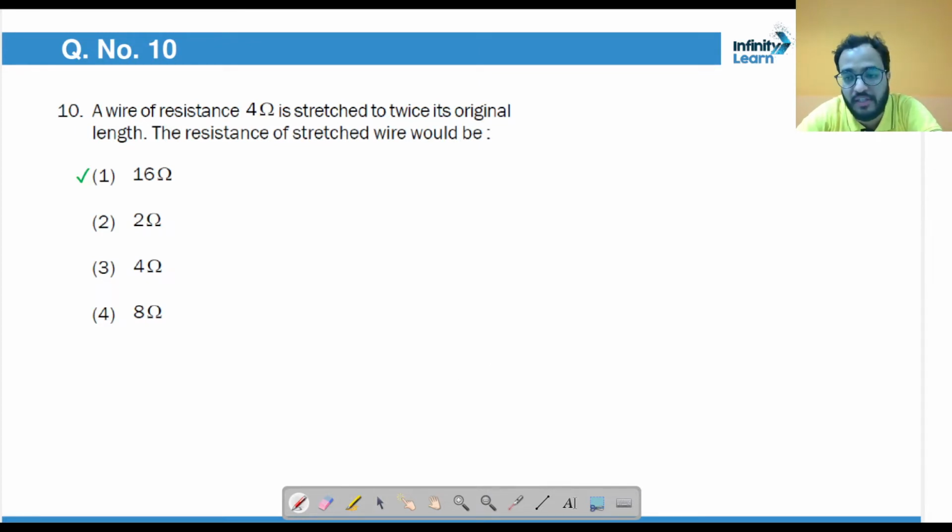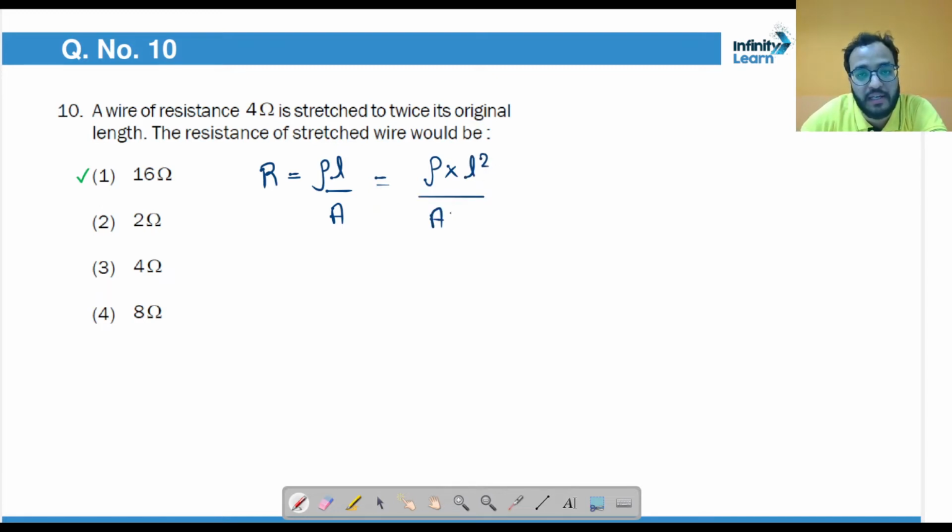Okay. So this is a very easy question. Here they have given us a wire of resistance 4 ohms, which is stretched to twice its original length. We all know that, see, resistance is rho L by A. We can also write it like this: rho L square by area into length, which is volume. So rho upon volume into L square.